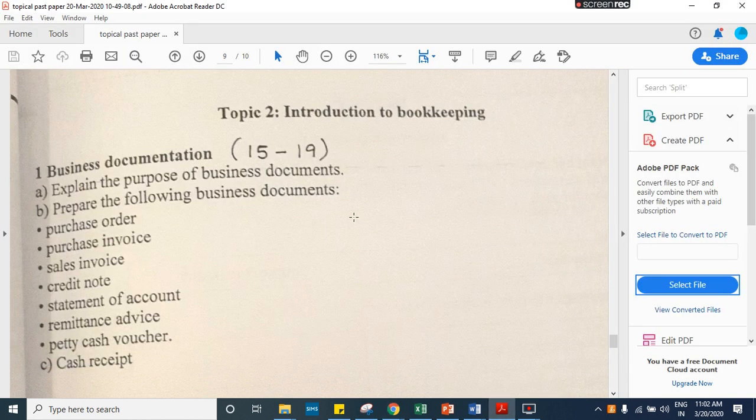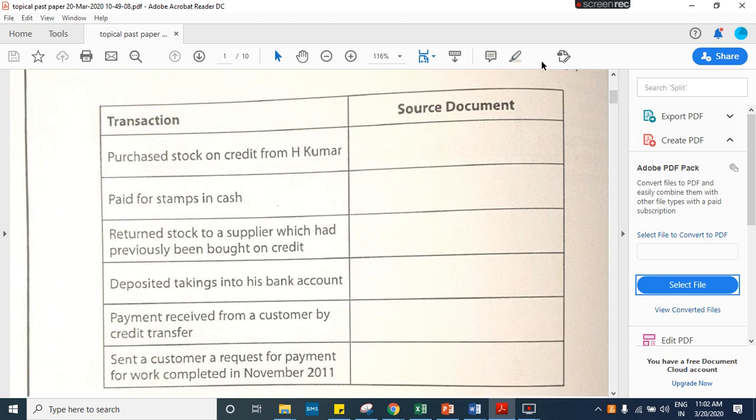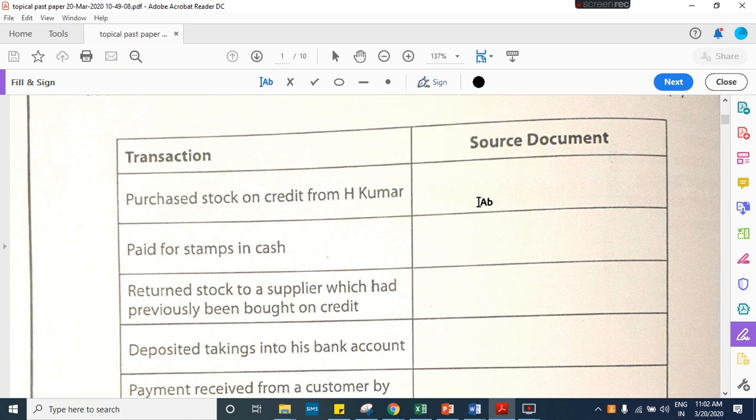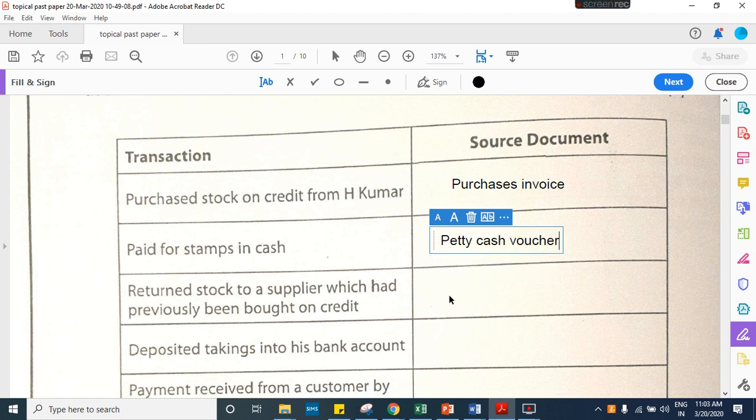Right, moving back to the past paper questions, starting from page number 16. Now, let's identify the source documents of the following. So turn to page number 16. I'll give you 2 minutes to think or guess the answers. Okay, moving on. Purchased stock on credit from H. Kumar. You're purchasing, therefore, it's purchaser's invoice. Paid stamps in cash. So these are very small expenses, which can be concluded as petty cash voucher as a business document.